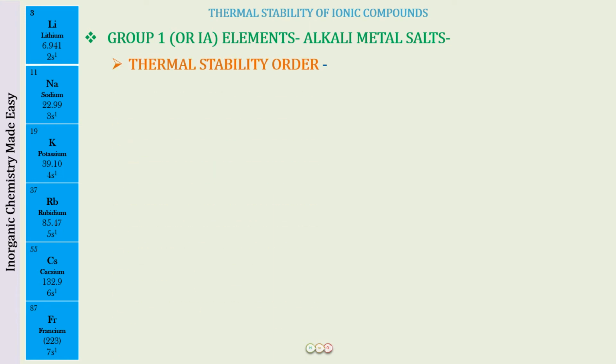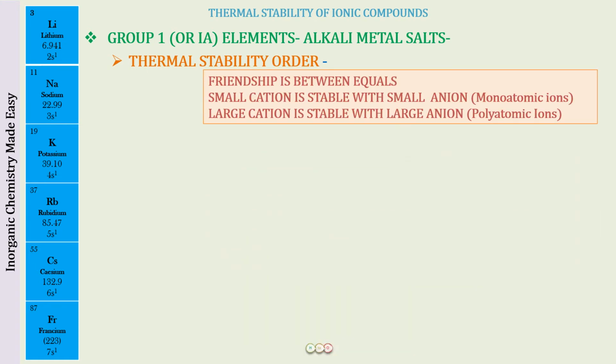So these are chiefly the trends which are going to be asked in the examination. Now, as far as the thermal stability orders are concerned, what is the trick? Well, the trick is friendship is between equals. If we have two children, they are going to be befriending each other. If they are two adults, they will be befriending each other. But when it is a small child and a large adult, the friendship between them is not going to be that strong.